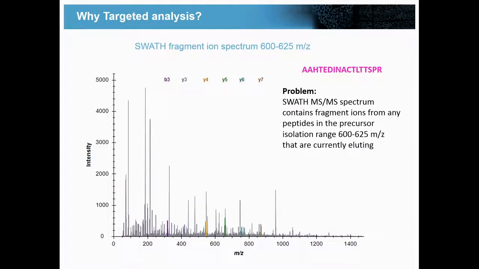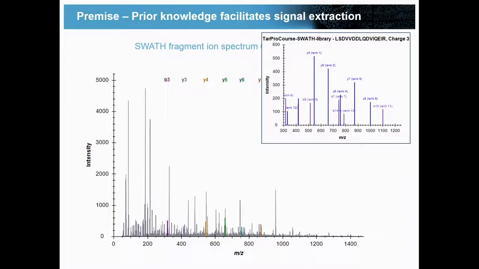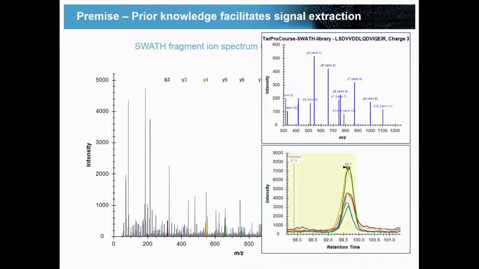This is our SWATH MS2 spectrum and the peptide that we're trying to dig out of there. If we have a reference spectrum for this peptide, then we can go looking specifically in this spectrum for the signals that correspond to this peptide, and we can do extracted ion chromatograms of these fragment ions, and now we get clean data out of this mess of fragment ions. So of course this requires this.